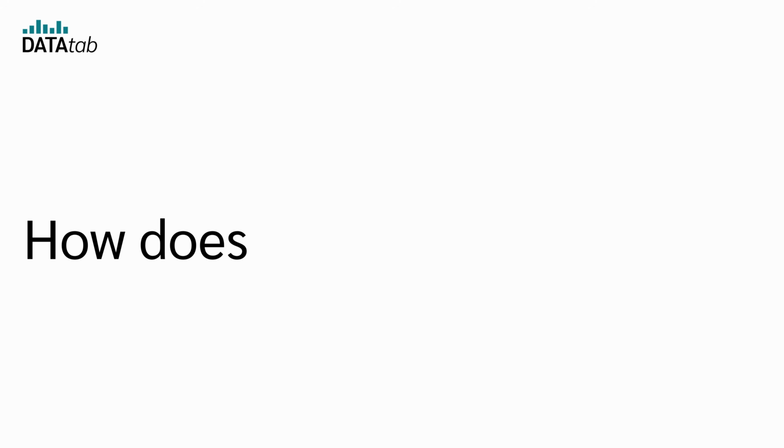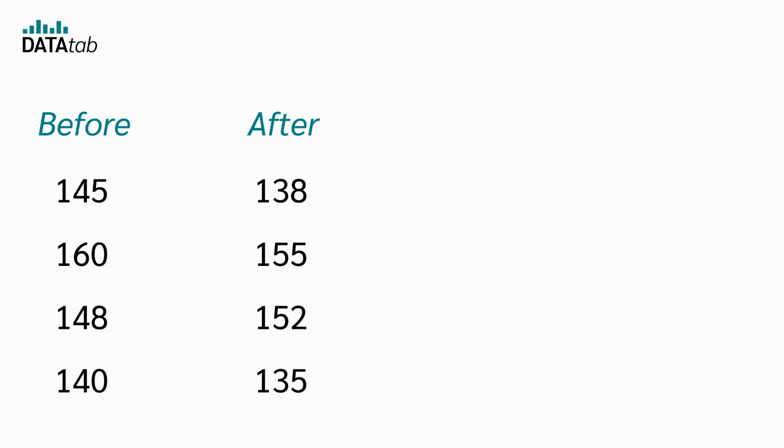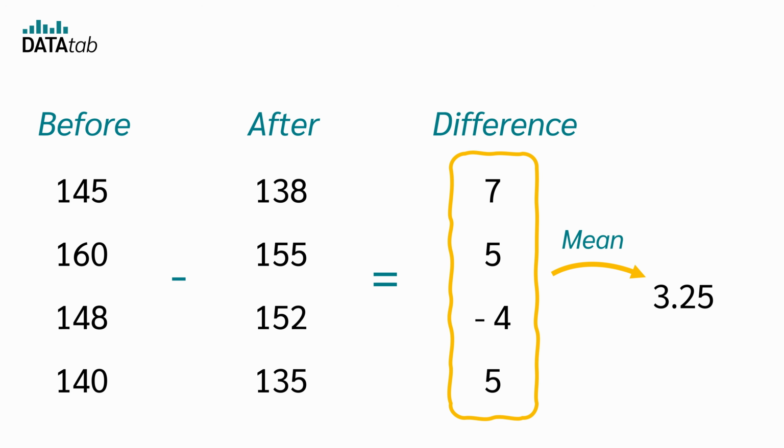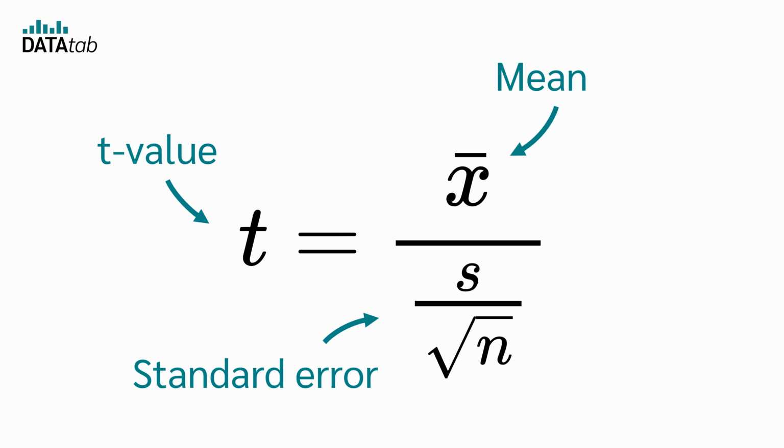Okay, but how does the t-test for paired samples work? We've collected our data. Then we calculated the difference between them, and from those differences, we calculated the mean. Now we want to know if this mean is significantly different from 0. To find this out, we calculate the so-called t-value. The t-value is simply calculated by dividing the mean of the differences we have just calculated by the standard error.